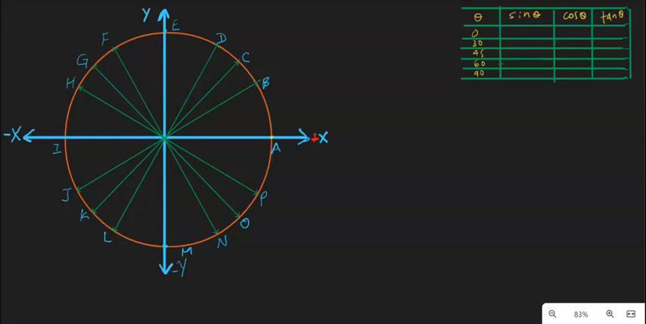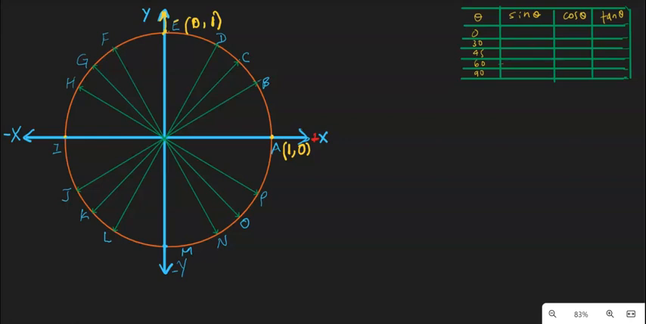Therefore, if we take point A, that means x is 1 and y is 0, because on x-axis the y value is always 0. If you take point E, this is positive y-axis, and this point is 1. This point is x coordinate 0 and y coordinate is 1, because on y-axis all the value of x is 0.